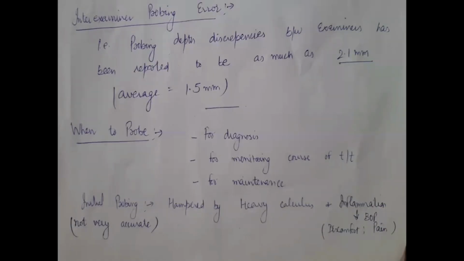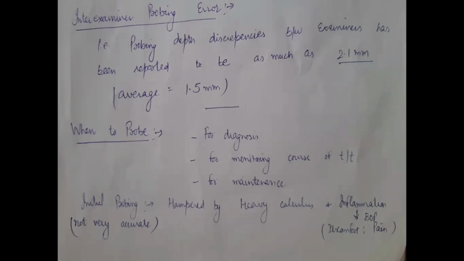There are probing depth discrepancies between examiners which are reported to be as much as 2.1 millimeter. That is, an average of 1.5 mm inter-examiner error is noted. Why is this important? This is important in research purposes. This is important when a patient comes on repeated visits and the examiners who take the probing pocket depth are different. Then you have to take into account this much of the inter-examiner probing error.